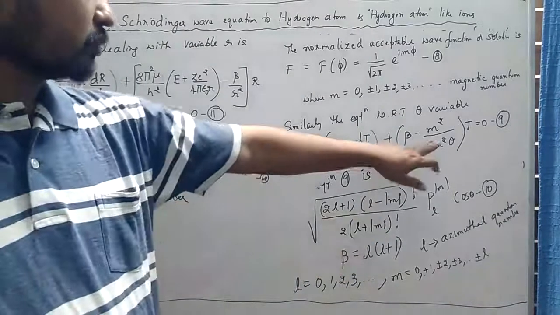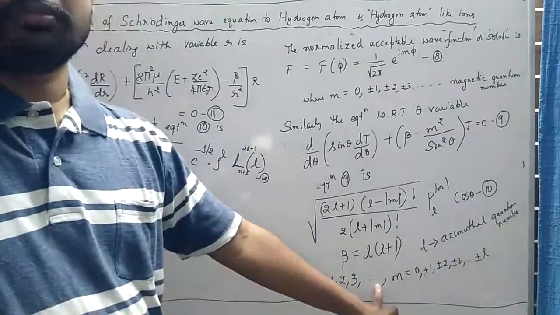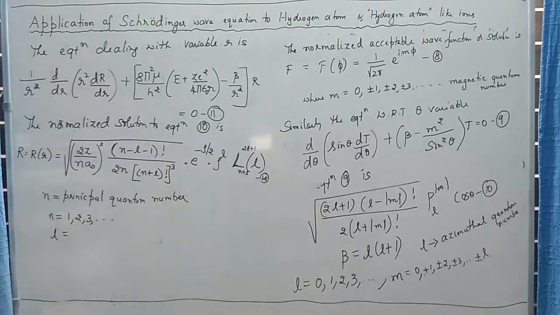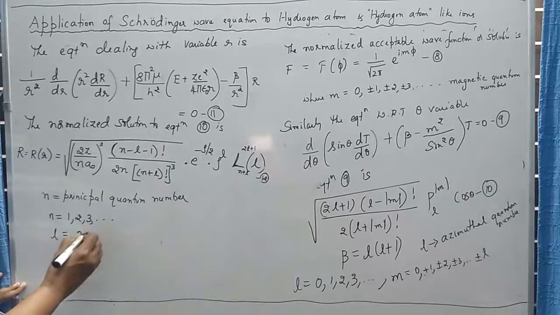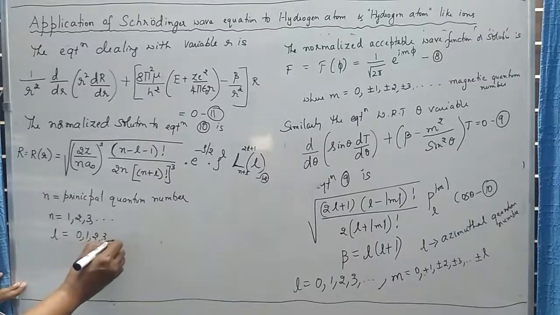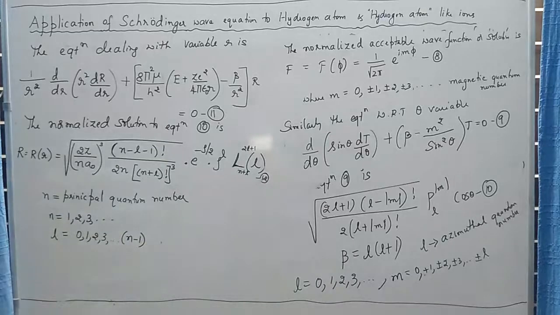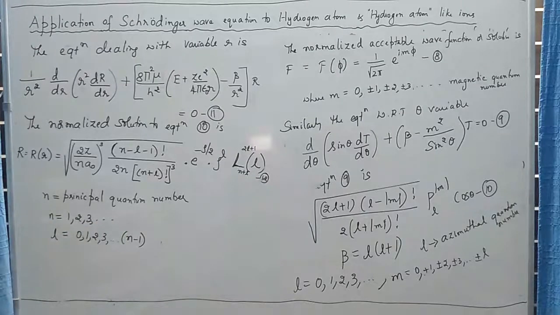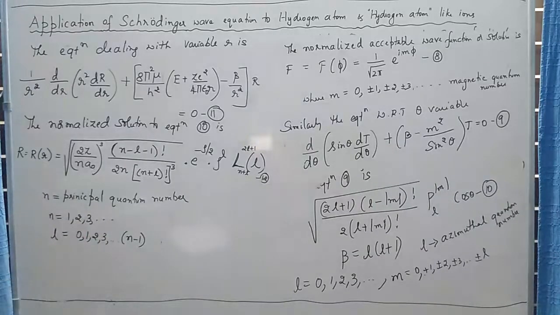Remember, when we solved equation number 9, the allowed values of L were 0, 1, 2, 3, etc. There was no limit on the maximum value that L can take, but here we observe that there is a restriction on the maximum value of L. So L can take integral values 0, 1, 2, 3, etc., but the maximum value it can take is only n minus 1. The reason is very simple, but we will not go into those discussions. Remember, L can take only values 0, 1, 2, 3 with the maximum allowed value equal to n minus 1.